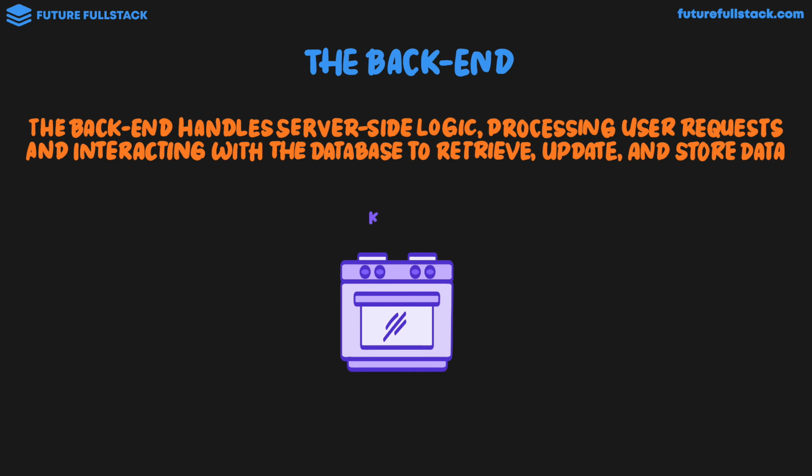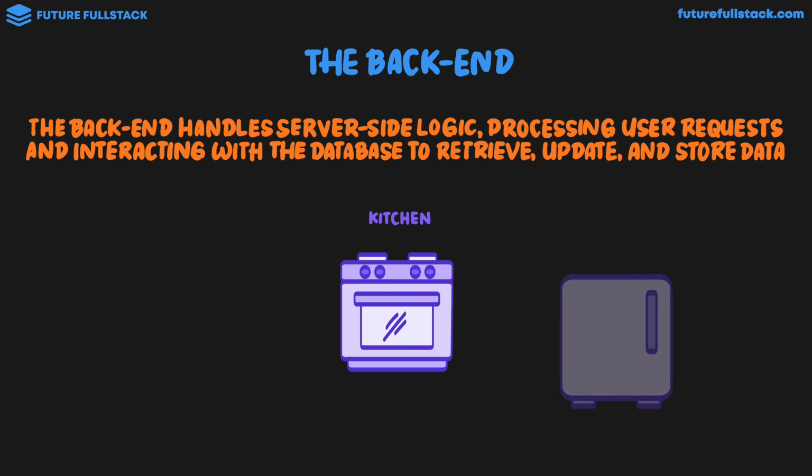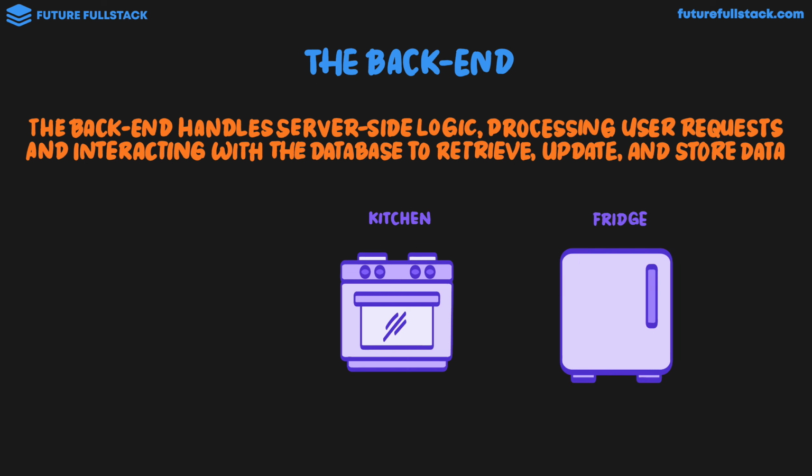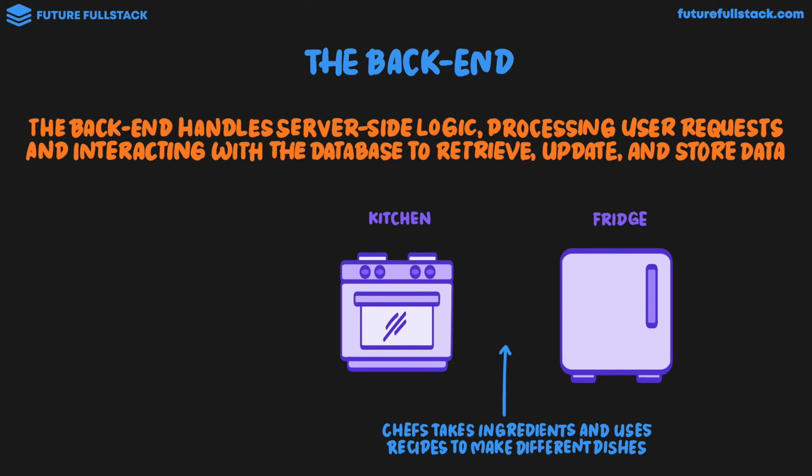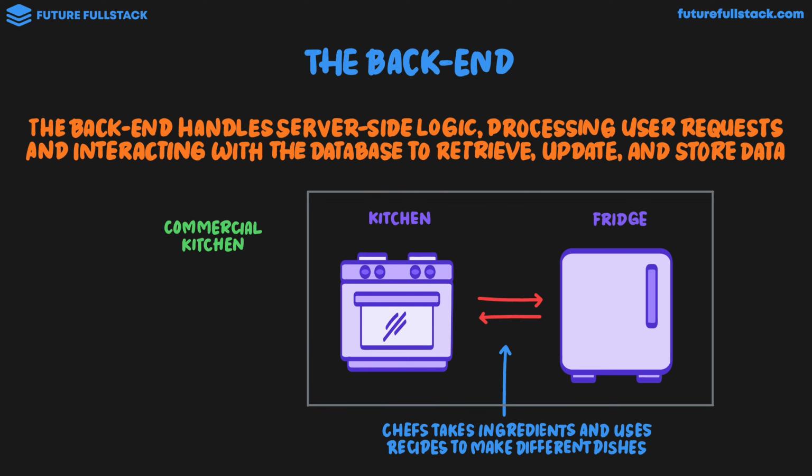The backend is like a kitchen, and we've already seen the database is a fridge. Chefs take ingredients and use recipes to make different dishes, just like a backend will take data and process it to produce a desired outcome. This configuration in the real world would be a commercial kitchen. There are no customers sitting in a seating area at the front ordering food. Instead, food is being prepared for other retailers to sell.